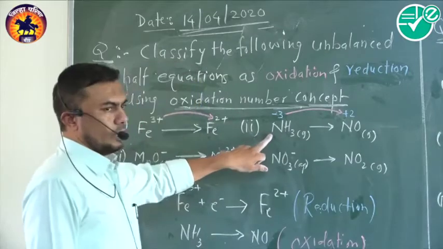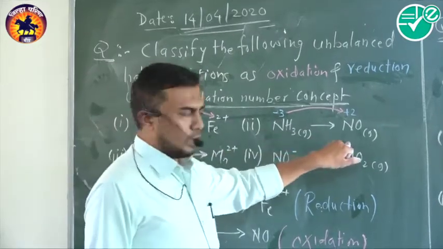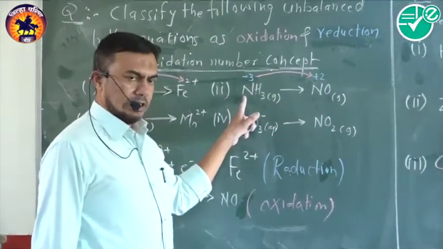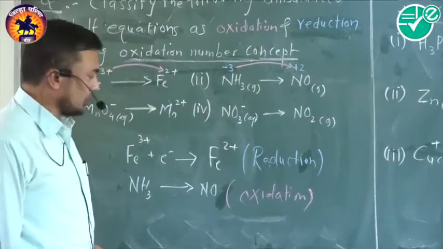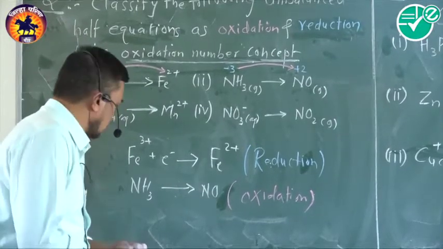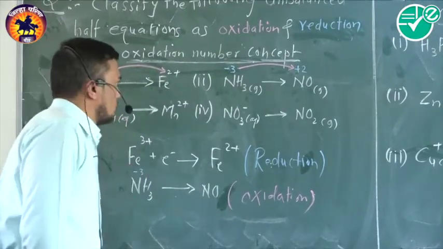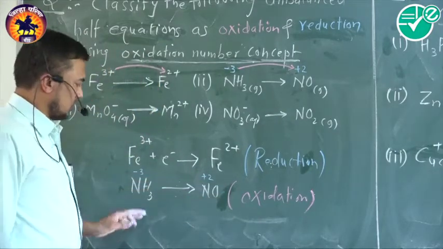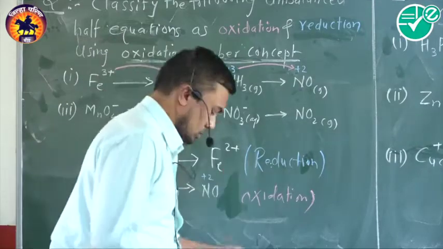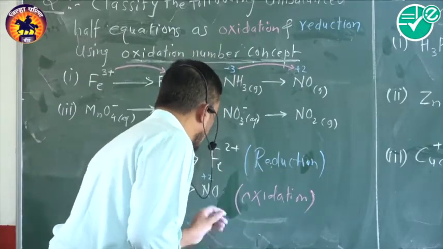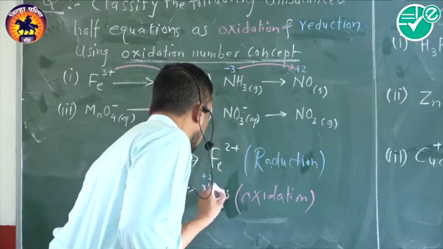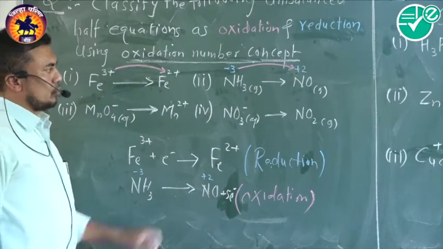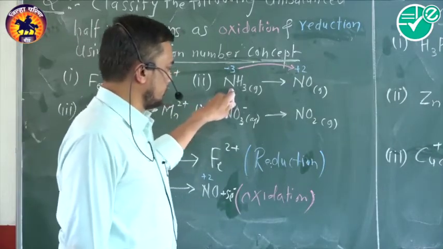In this redox reaction, the oxidation state of nitrogen increases. How much does it increase? From -3 to +2, it is increased by 5. That means 5 electrons we have to add here, plus 5 electrons on the right side. In this case 5 electrons are lost. Therefore the process is oxidation.